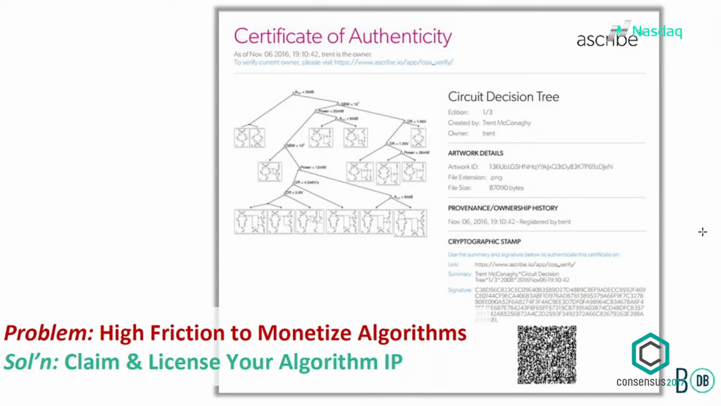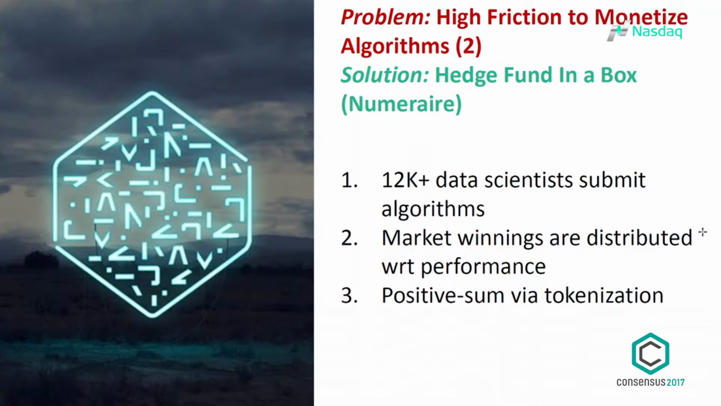So that's an example. Another one, which we're not working on, but I think is super cool, is Numeraire. And they are basically also addressing this problem of how do you monetize algorithms easily. They're essentially a hedge fund in a box. So they're a hedge fund, but rather than 5 geniuses in a corner dreaming up new algorithms, they are using a community of 12,000 data scientists who are submitting algorithms to predict the stock market and trade.